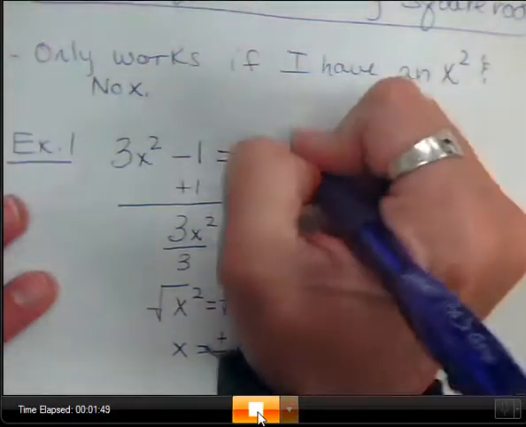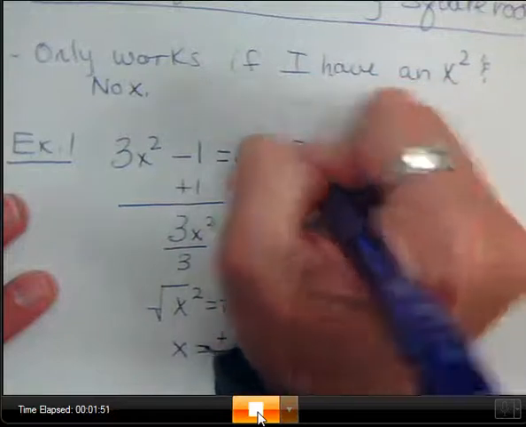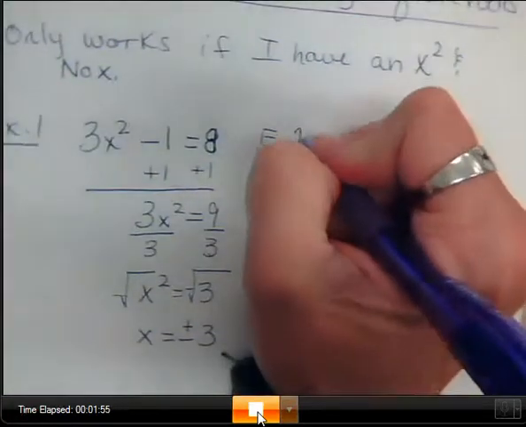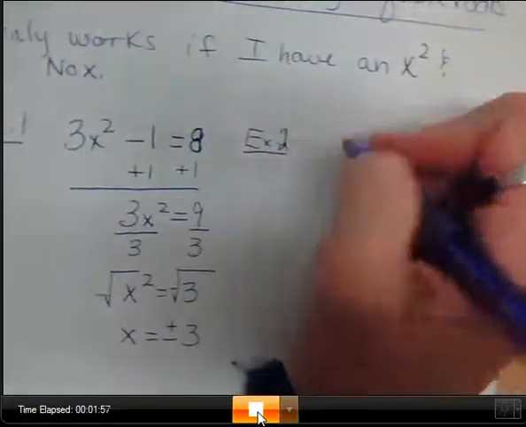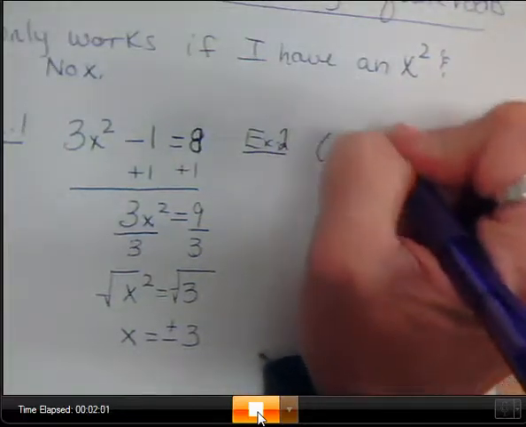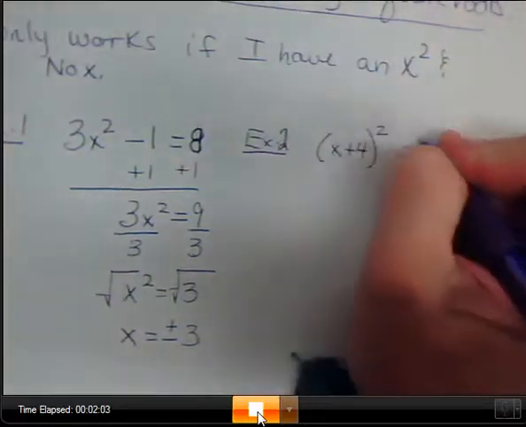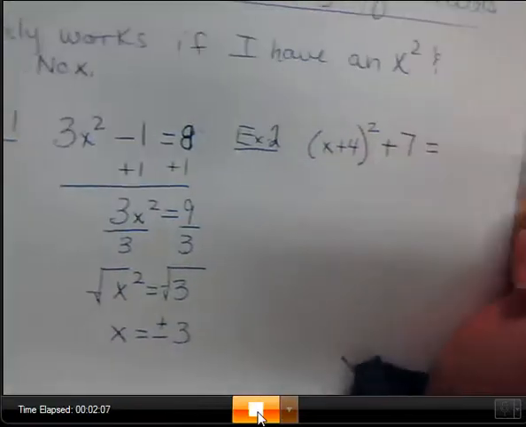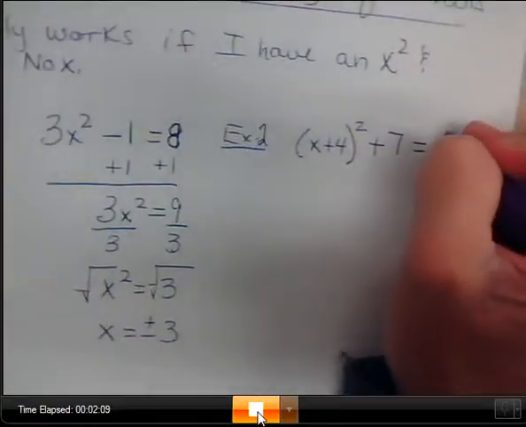So our new type that we're going to work on, and this will help us with completing the square, looks a little bit different. So our example number 2 would be something like this: if you had (x plus 4) squared plus 7 equals, let's say, 16.